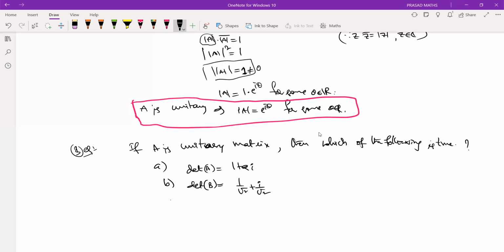C, det of A equals e power i theta, right? Theta is a real number. And D, det of A equals 1 by 2 plus root 3 by 2 i. Yeah. Now tell me which is a possibility of det A.